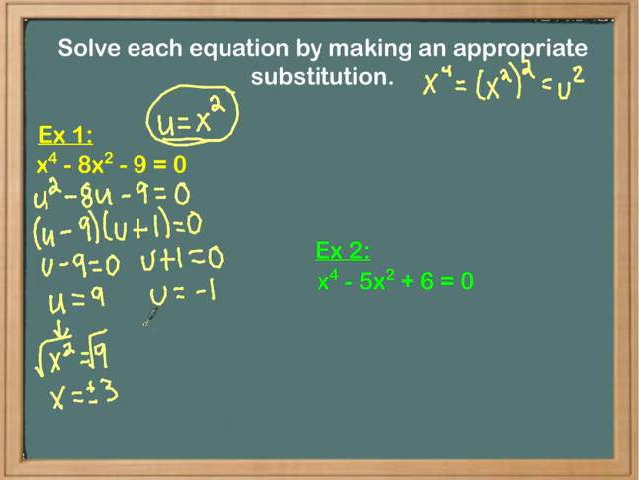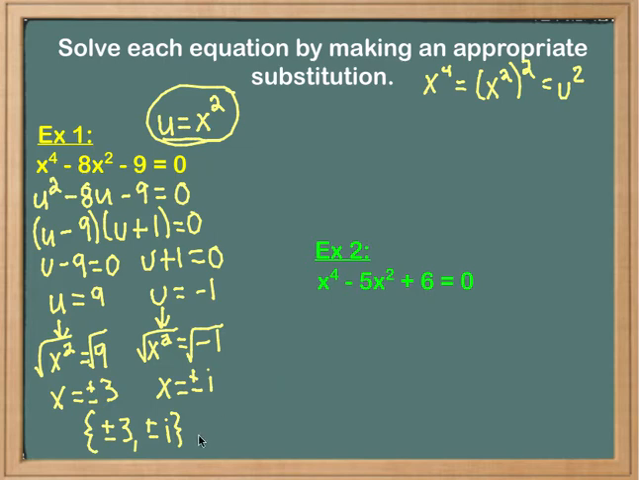Here, u is -1, which I substitute again. X squared is -1. And remember, the square root of -1, we're going to get plus or minus i. So our solutions to this are plus or minus 3 and plus or minus i.